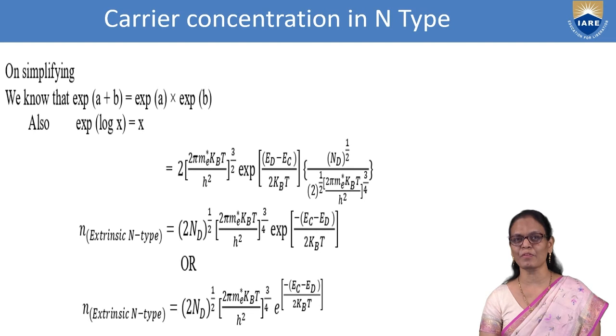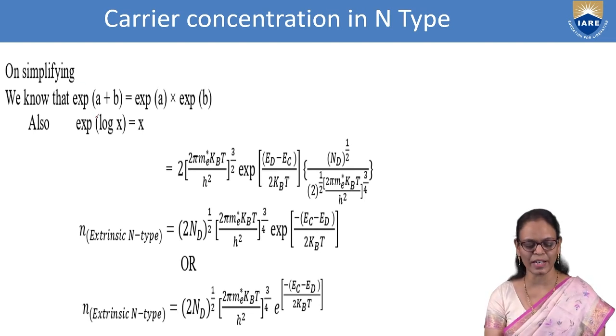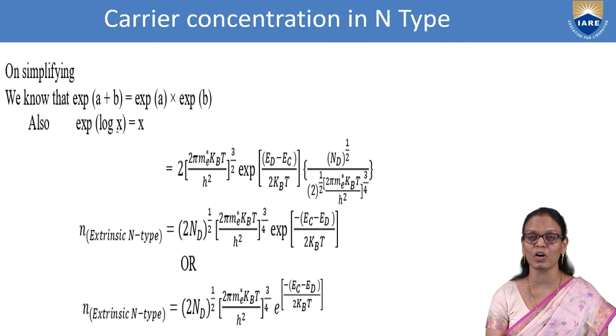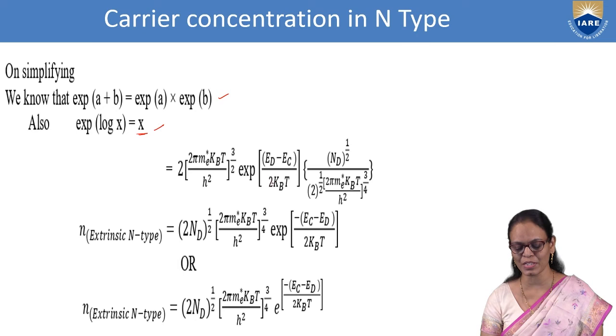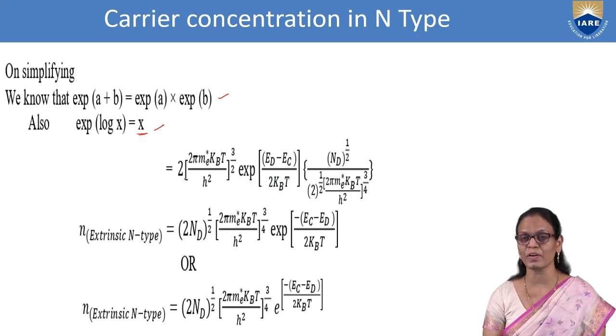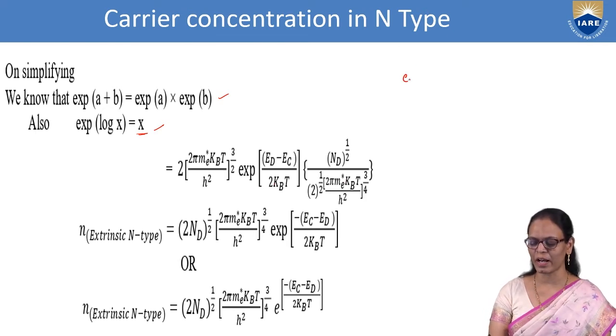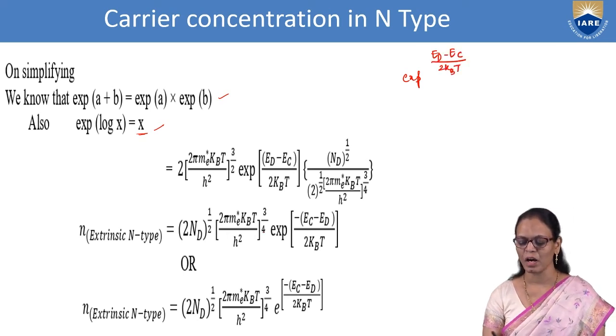Now we are going to simplify it. We know that exponential of A plus B is equal to exponential of A into exponential of B, and also exponential of log x is simply x. We will use these two formulas to simplify this. So (2 pi me kB T by h square) power 3 by 2 remains as it is, and now we write the exponential separately. First we have the exponential of (ED minus EC) by 2 kB T. How did we get this?